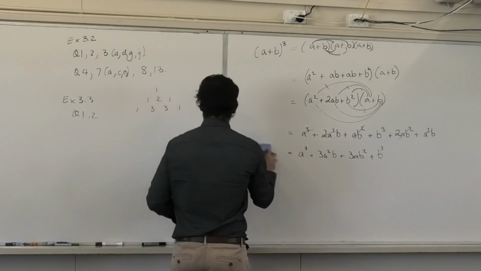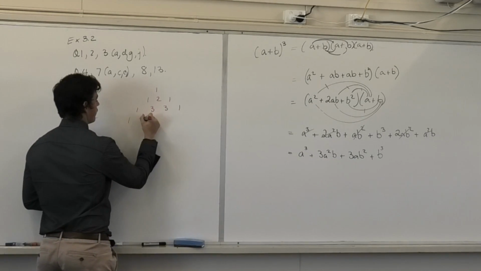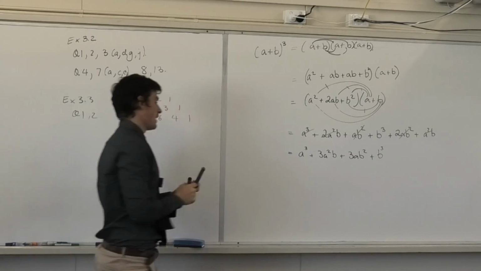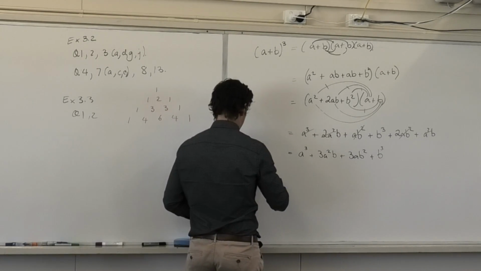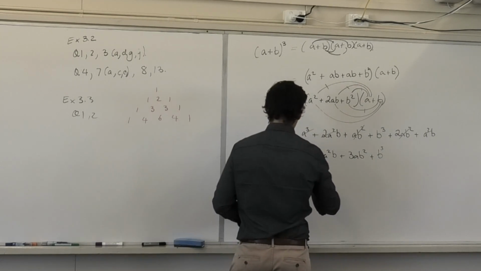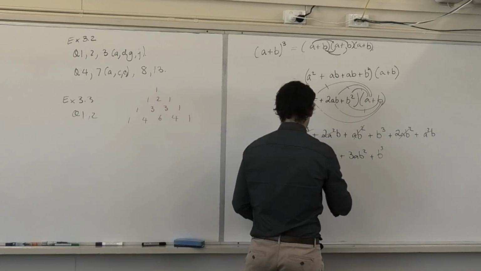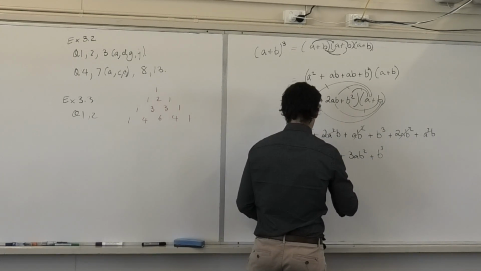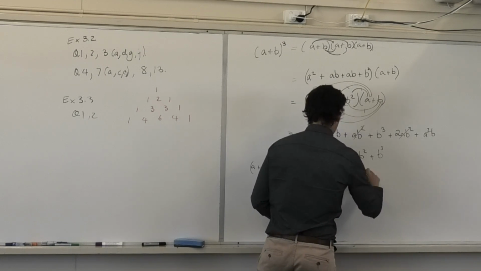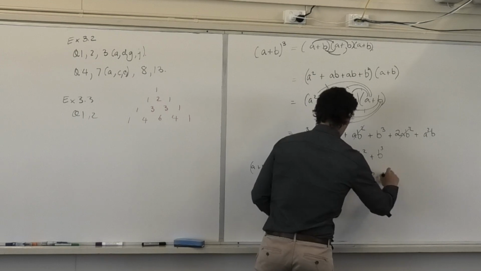So how would I fill up my next row of Pascal's triangle? What's the end one here? 1, 4, 6, 4, 1. So if I had (a plus b) to the power of 4, I would get a to the 4 plus 4a cubed b plus 6a squared b squared plus 4ab cubed plus b to the 4.